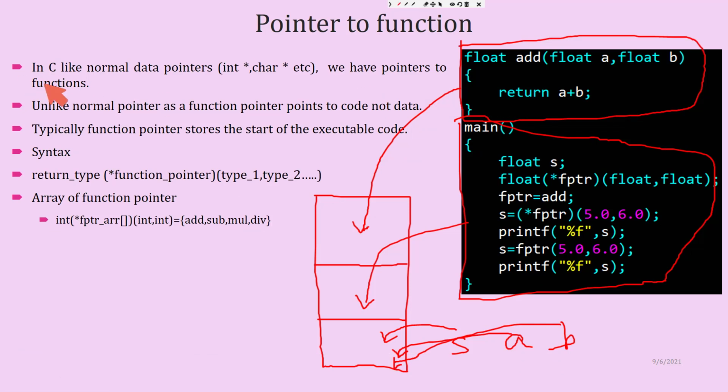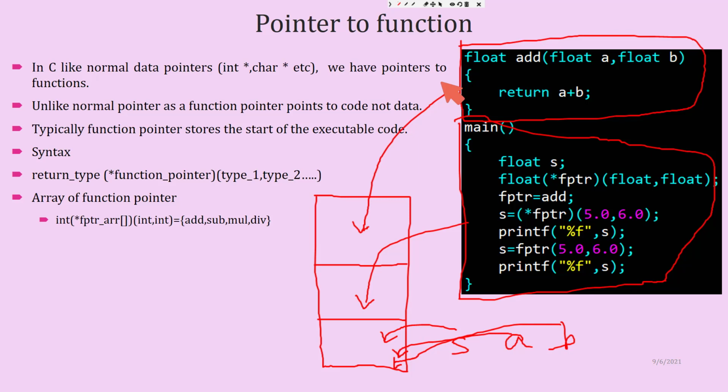So next we will go through each and every point. In C, we have normal data pointers like int star, char star. Int star means it will point to an integer data type. Char star means it will point to a character data type. Then we have pointer to function. Unlike normal pointers, a function pointer points to code, not data. Earlier we studied a pointer to an array, and the array contains some data. A pointer to a variable, and the variable contains some data. Here there is actually no data; instead of data we have code. That means program. This function is called code.